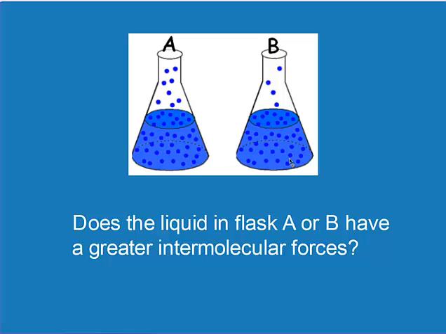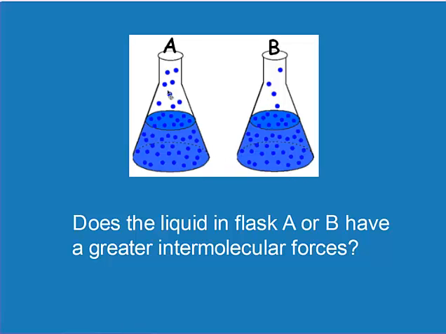So does liquid A or B have a greater intermolecular force? Assuming that flask A and B are at the same temperature. Go ahead and pause the video and restart when you think you have your answer. We have about twice as many molecules as gas in A than in B. This means it must be easier to turn into a gas in flask A. So A must have weaker intermolecular forces. So B has the stronger one.